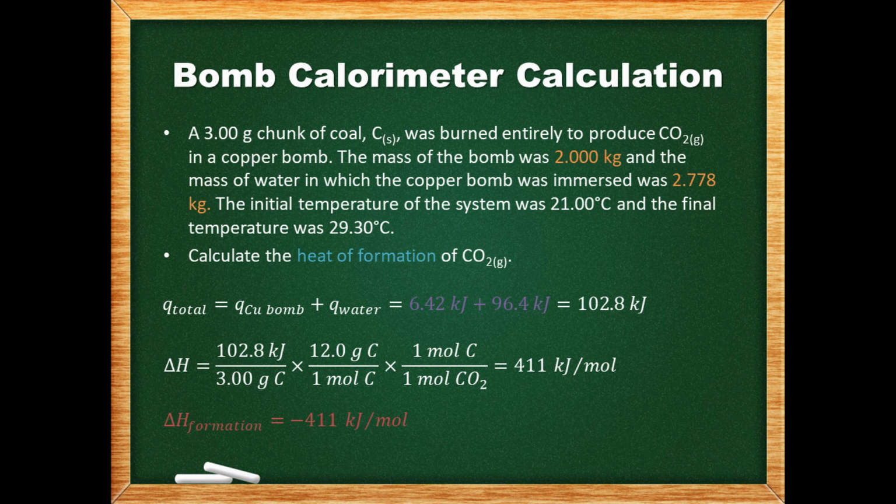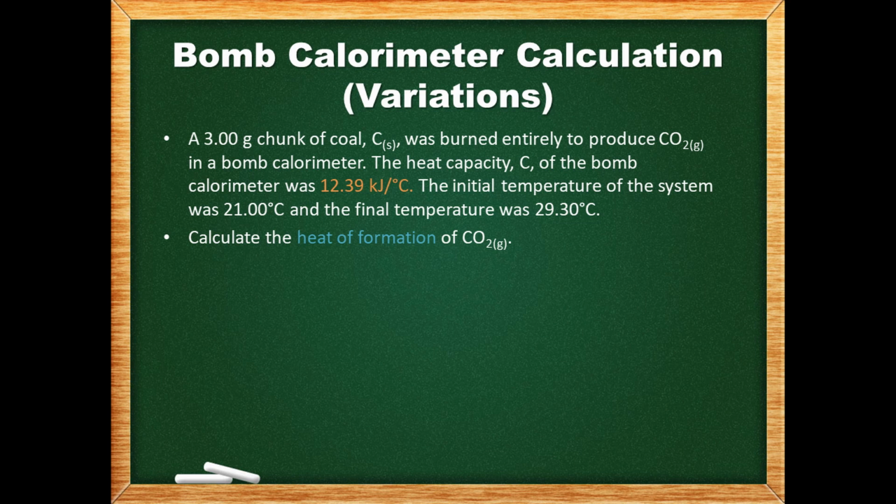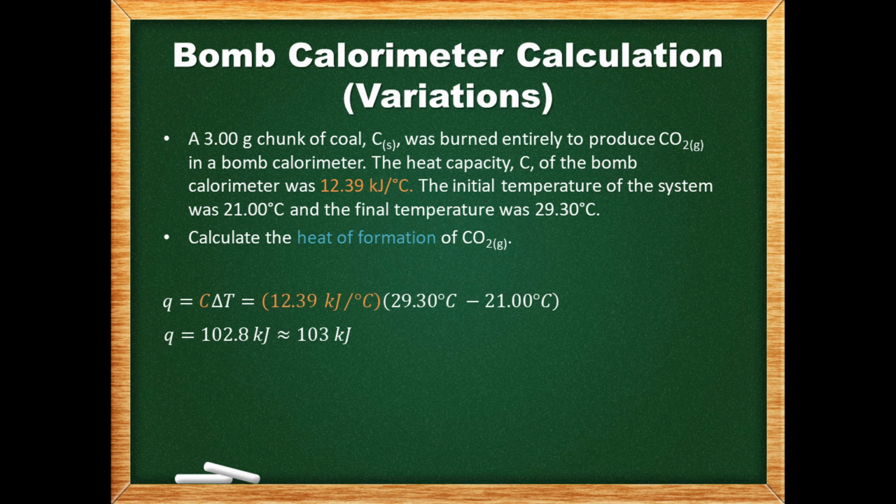Notice how in this calculation we had to calculate the heat absorbed by the water and copper bombs separately. This is not always the case. A variation of this problem could provide the heat capacity of the bomb calorimeter itself. In this case, we get the heat absorbed by multiplying the heat capacity by the temperature change. No mass is required. We can also see that we don't need mass just by looking at the units of the calorimeter constant.